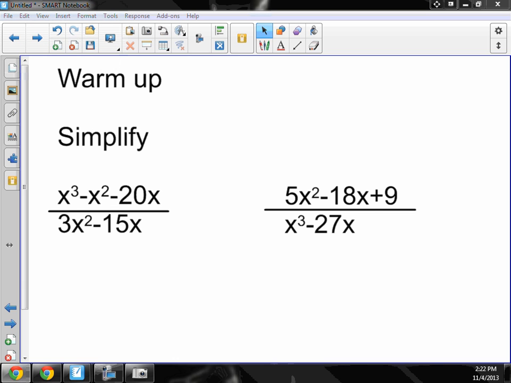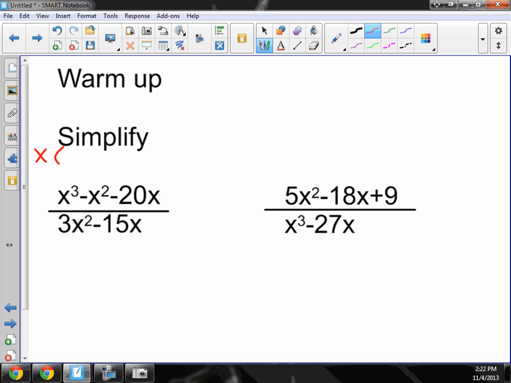So, can I pull anything out of the numerator of the first problem? An x, and I'm left with x squared minus x minus 20. Can I factor that any further? Yes, x times x minus 5 and x plus 4.